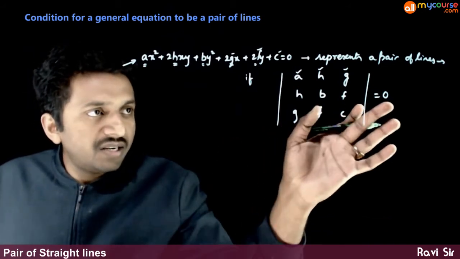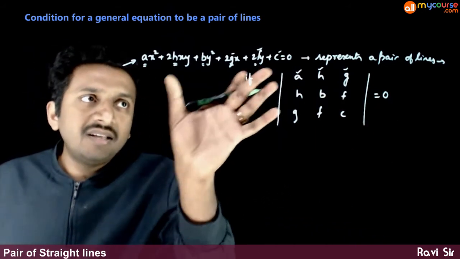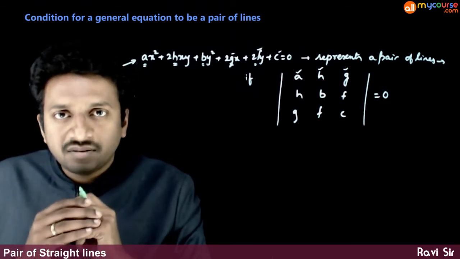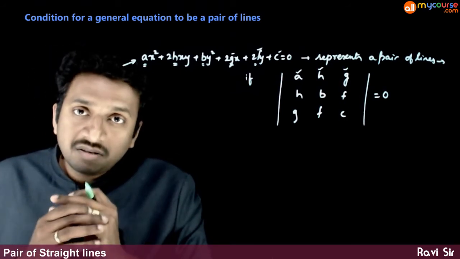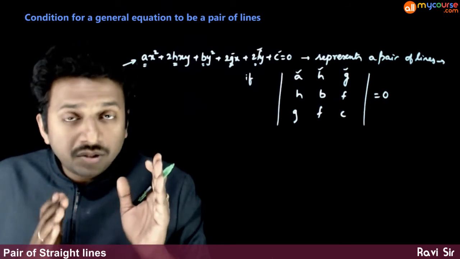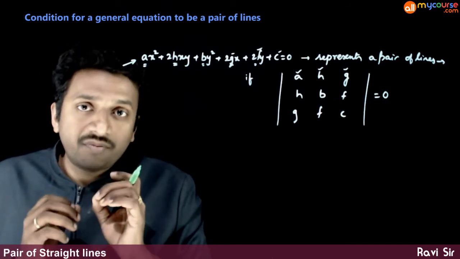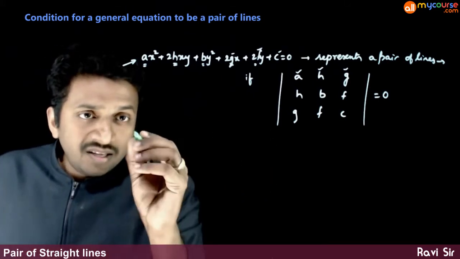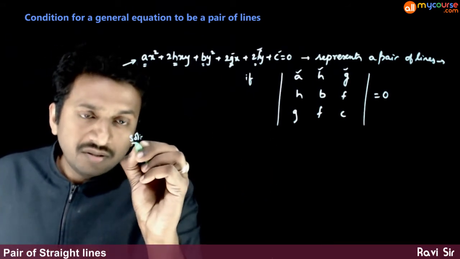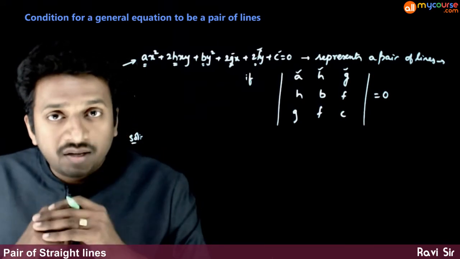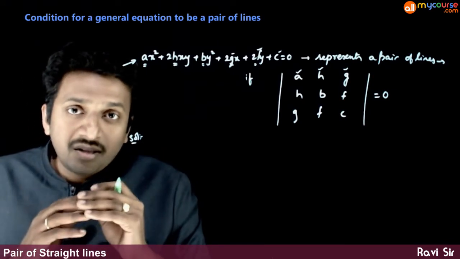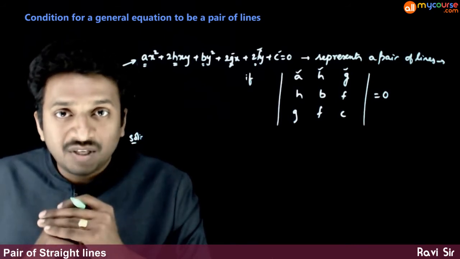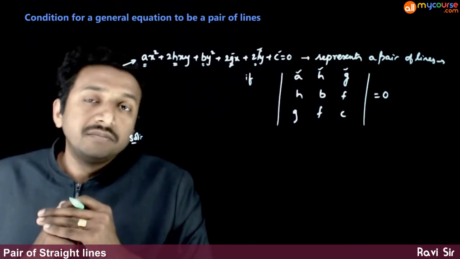So if this determinant is equal to 0, then this represents a pair of lines, otherwise not a pair of lines. So how did we get this condition? If you remember, we have also derived this condition in our chapter of quadratic equations, right? So let me redo the derivation. Again, this derivation is not required for JEE Mains. So if you are interested in the derivation, then go forward, otherwise you can skip this video right now.